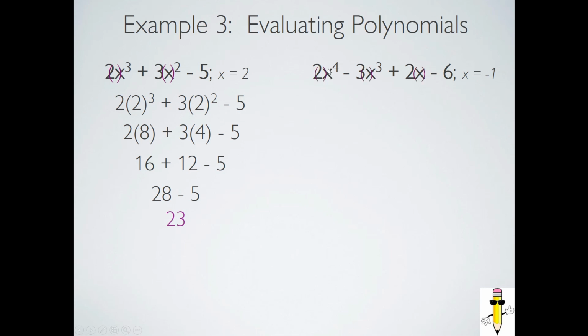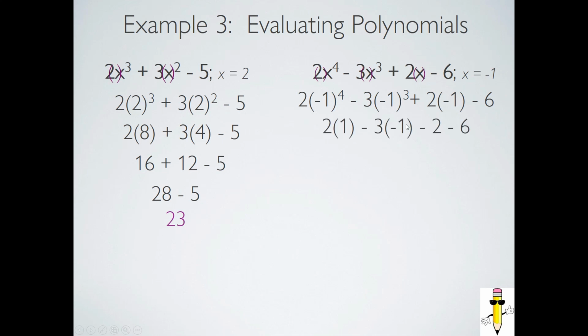So again, we're going to go ahead and replace all these x's right here with -1. We are going to have 2 times -1 to the fourth, minus 3 times -1 to the third, plus 2 times -1 minus 6. So one thing that you need to pay attention to is our negative sign. And the reason for that is because this turns into 2 times a positive 1.